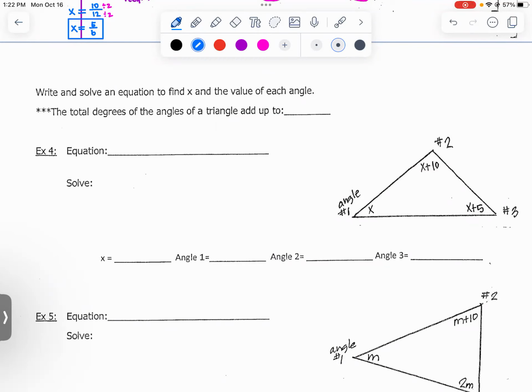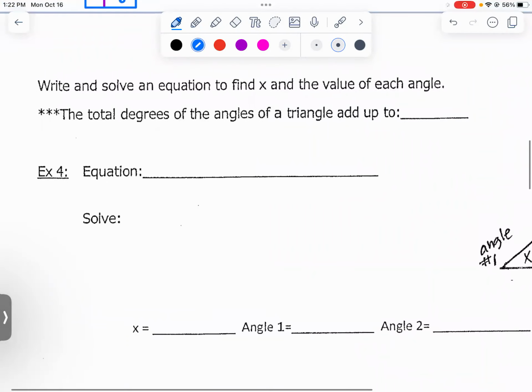At first, I know it looks a little intimidating, but let's recall this piece of information. Tatum, I know you know this. The 3 angles of a triangle, what do they add up to be? 180 degrees.